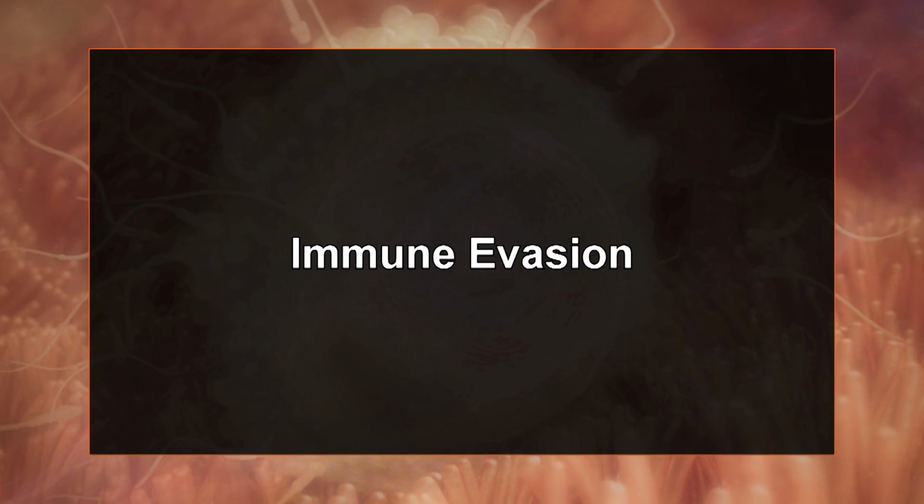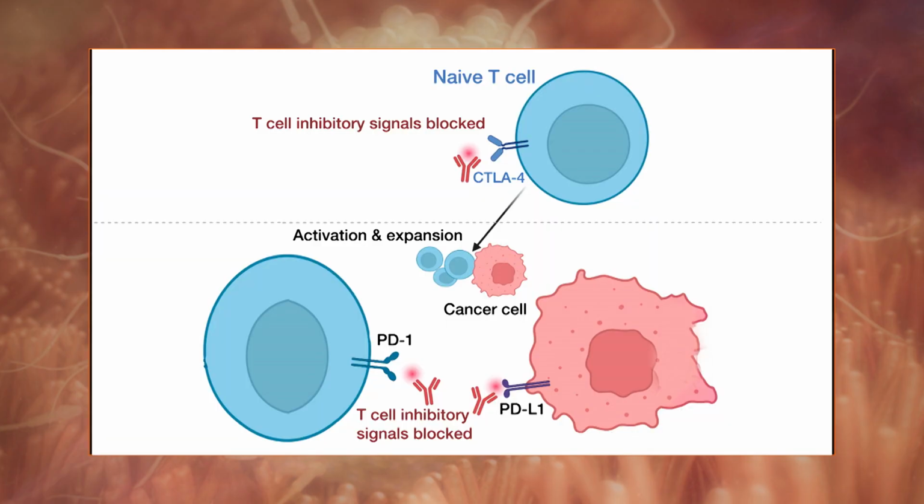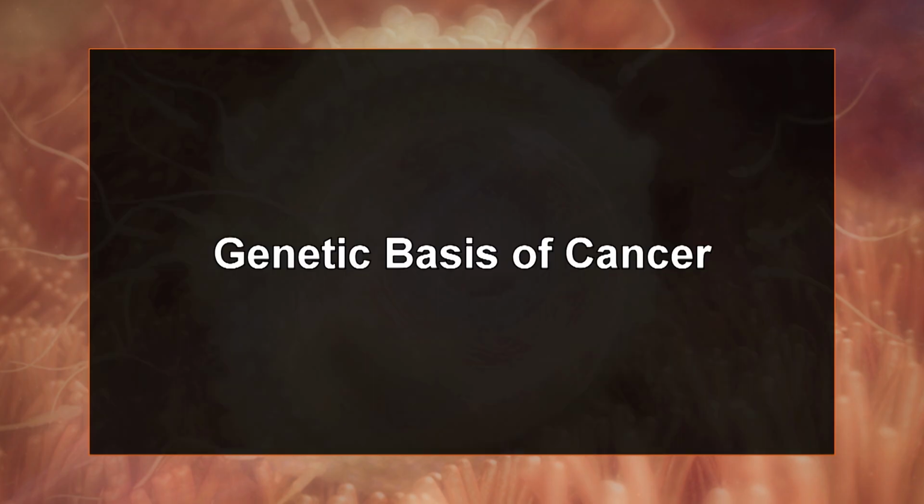Then we see immune evasion. Tumors evade immune detection by expressing checkpoint proteins like programmed death ligand 1, PD-L1, which inhibits T-cell activity. Checkpoint inhibitors, for example, pembrolizumab targeting programmed cell death protein 1, restore anti-tumor immunity and represent a major breakthrough in cancer therapy.